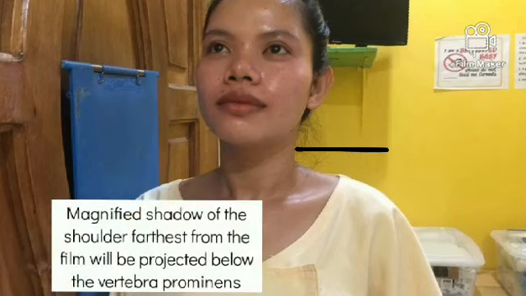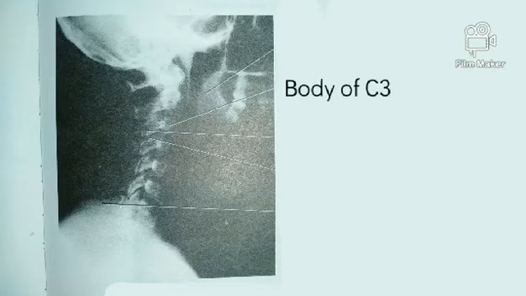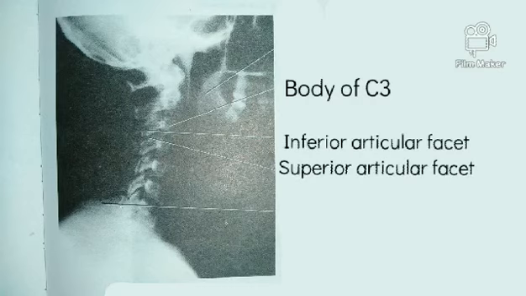With such centering, the magnified shadow of the shoulder farthest from the film will be projected below the lower cervical segments. Because of the great part-film distance, an SID of 60 to 72 inches should be used to obtain the finest possible definition. This method presents a lateral position of the cervical bodies and their interspaces, the articular pillars, the lower 5 articular facets, and the spinous processes.